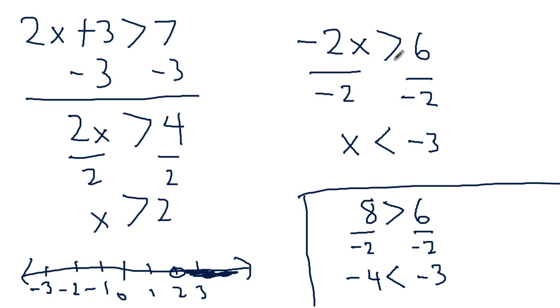So that's why in this inequality, we see that we need to flip the sign, and so x is less than -3.